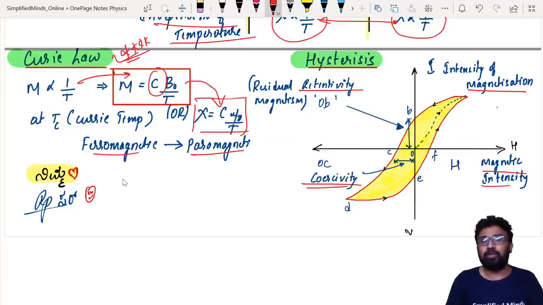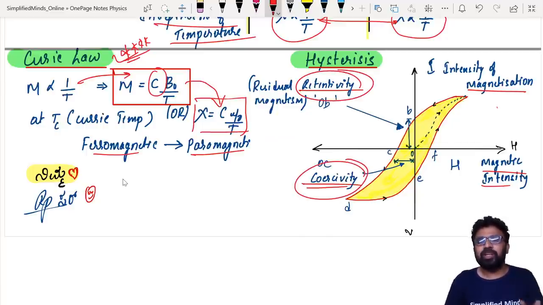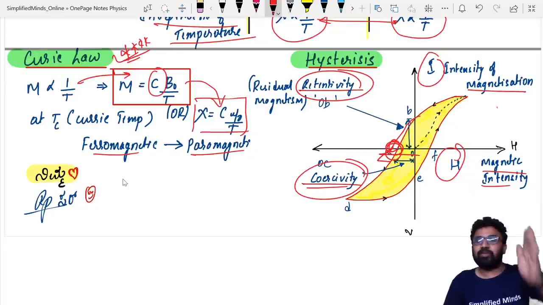These terms, retentivity and coercivity, are important. When you remove the external magnetic intensity, when H becomes zero, the value of I is called retentivity. How much value of H is required in the opposite direction to make that remaining value zero is called coercivity.